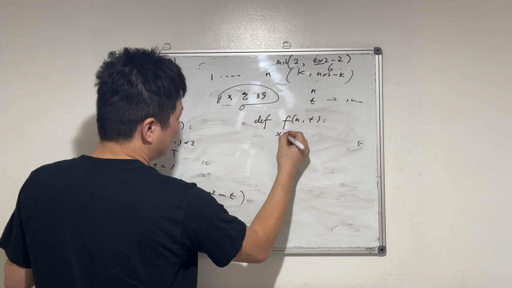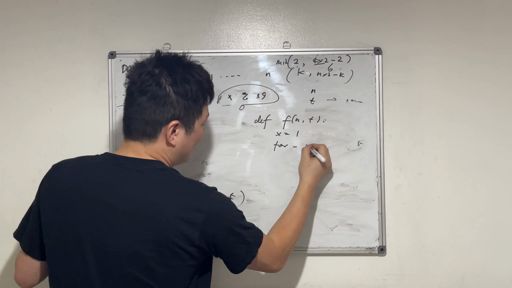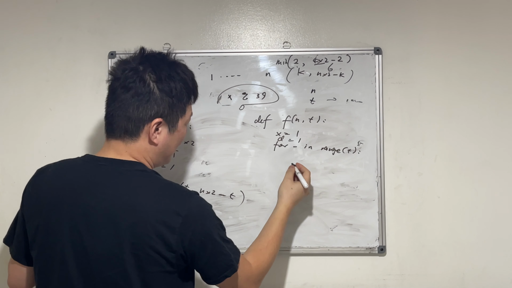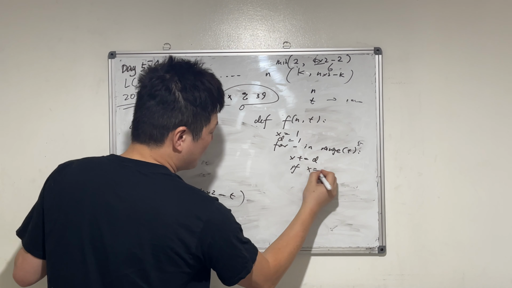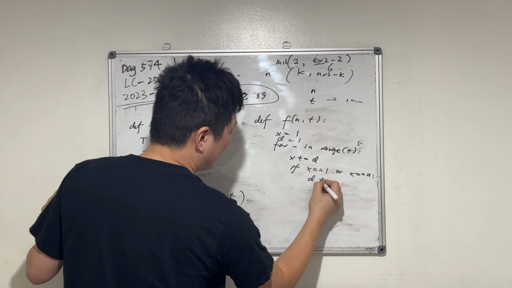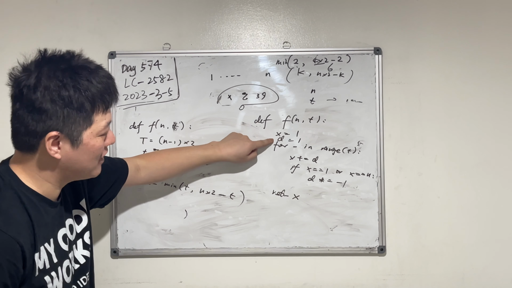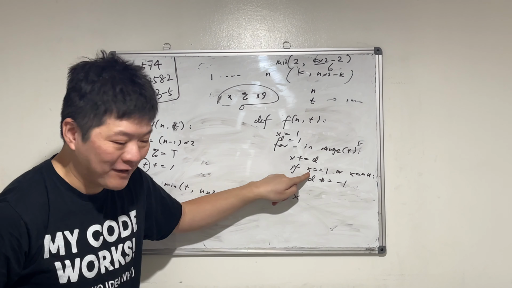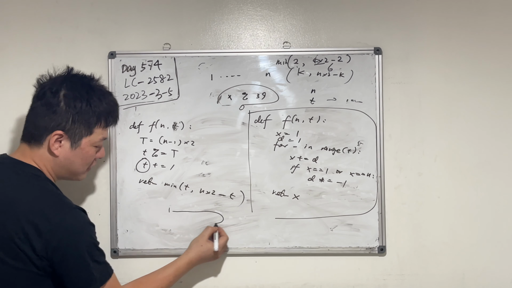Okay, so let's say x equals t at the beginning. For underscore in range t, d equals 1, okay? And then x plus equals d. If x equals 1 or x equals n, d times equals minus 1. Return x. So x equals 1, d equals 1, range t times, x plus equals d. If x equals 1 or x equals n, then d times equals minus 1. Okay, so return x. What does it do?